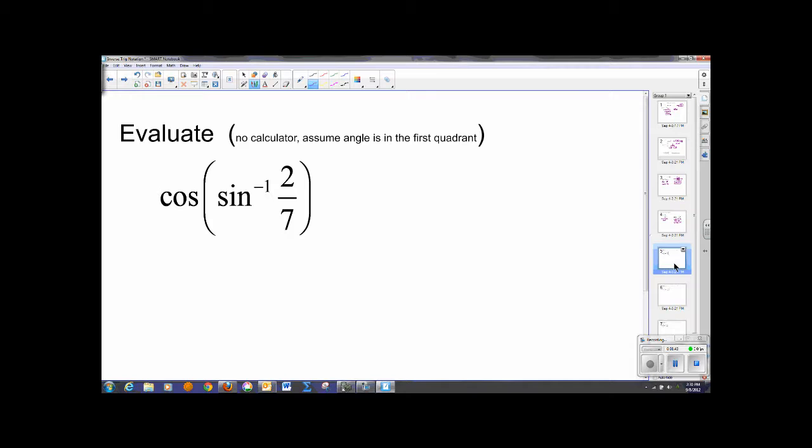Let's move forward. This next problem I wouldn't give you a calculator for. You could solve it using a calculator, but we're not going to do that. So in any kind of problem we're asked to evaluate, you always want to deal with what's in parentheses first. So what they want me to do is find the inverse sine of 2/7.